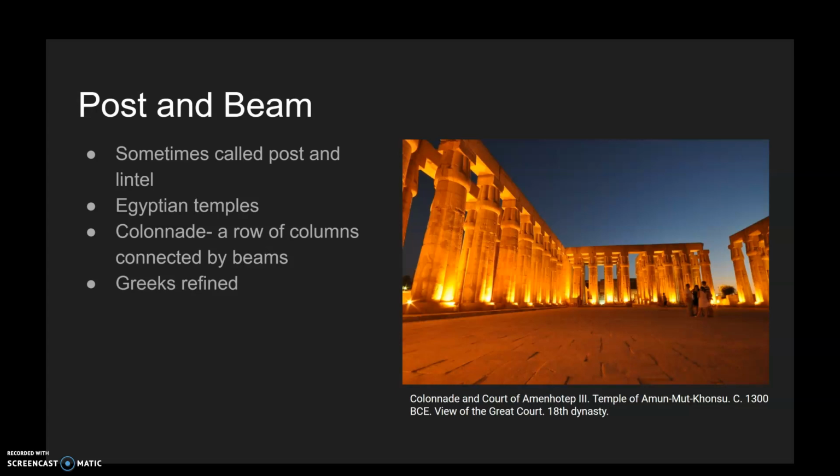An important term that you need to know is that a colonnade is a row of columns that are connected by beams. Although we saw them first in Egyptian temples, the Greeks refined this process. For more than 2,000 years, the Parthenon in Greece and other classical Greek architecture has influenced designers of a lot of later buildings. So here's a picture of the colonnade and court of Amenhotep III. It's a really beautiful photo.